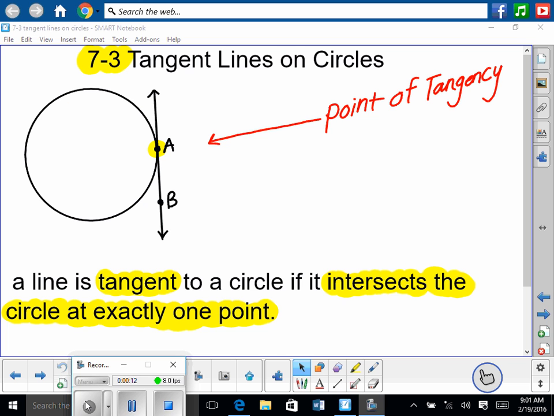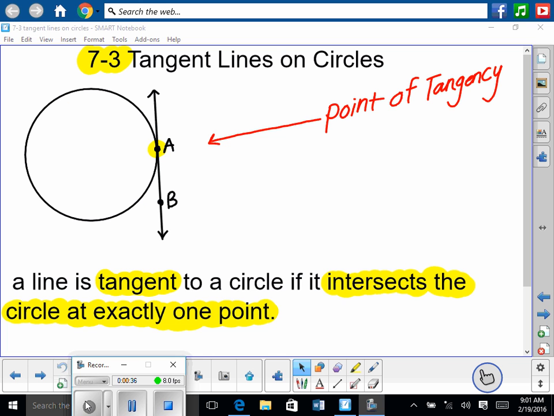Okay, so if we have a circle, a tangent line is tangent to a circle if it intersects the circle at exactly one point. So everybody, do you see how this line is made and it only touches the circle in exactly one spot? Okay, that's called a tangent line. Now notice it's touching at one point, point A. That's called the point of tangency. So just keep that in mind.